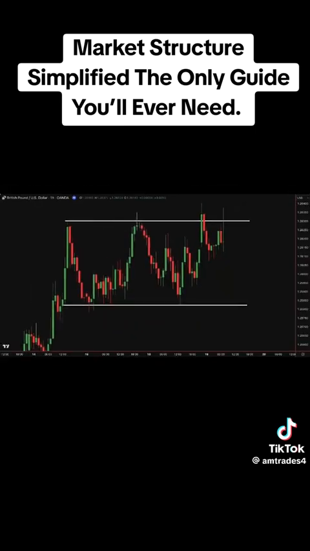Now let's flip the setup and look at a rejection from resistance. Again, the market is stuck in a range. This time, price pushes above resistance, triggering breakout entries from retail traders. But instead of continuing up, price gets rejected aggressively and closes back inside the range.